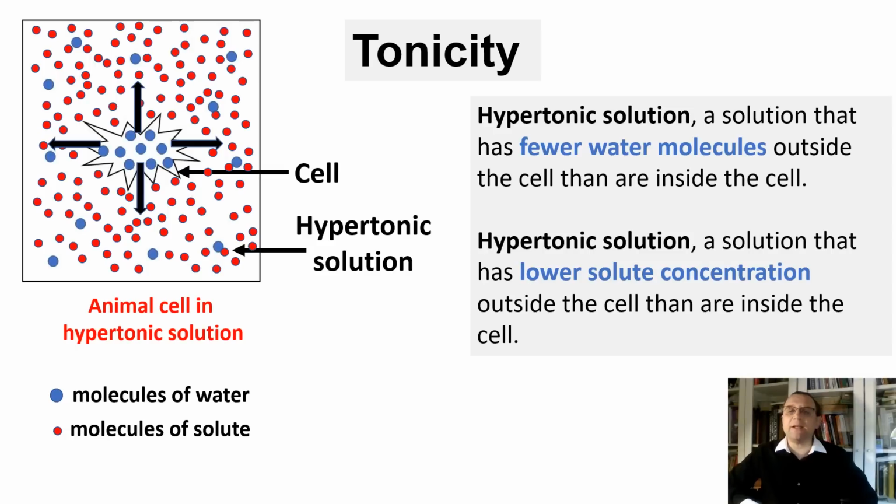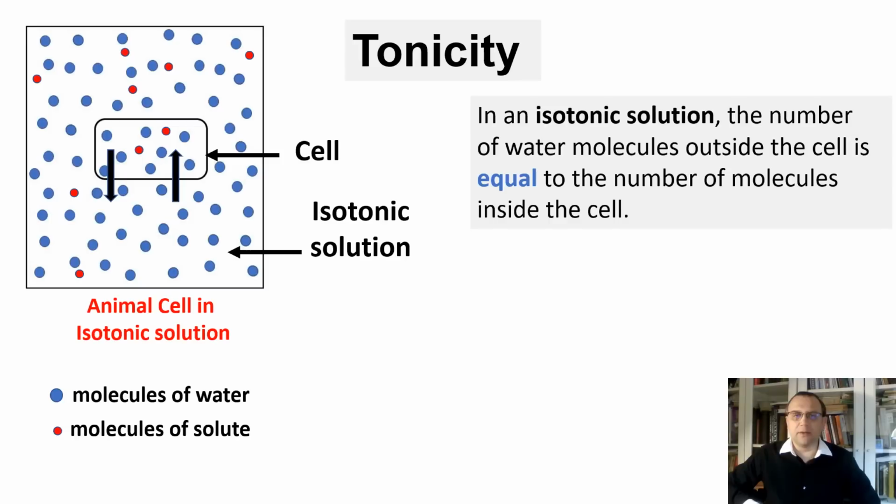If a cell is placed in a hypertonic solution, a solution that has fewer water molecules outside the cell than inside, water molecules move out of the cell. As the cell loses water molecules, it begins to shrivel up. In an isotonic solution, the number of water molecules outside the cell is equal to the number of molecules inside the cell. When a cell is placed in an isotonic solution, osmosis will not occur.